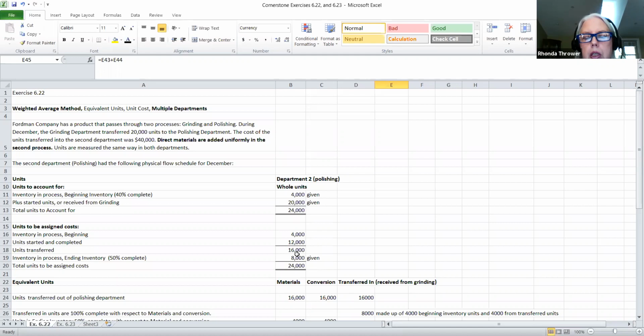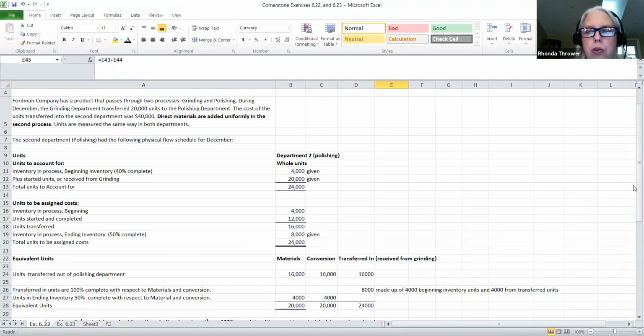Once you know what is transferred, you can work backwards to find what you started and completed. You'll need to know the started and completed units for the FIFO method. But to find these started and completed units, you simply work backwards. You take the 16,000 units transferred and subtract 4,000 from it, and it'll give you the 12,000.